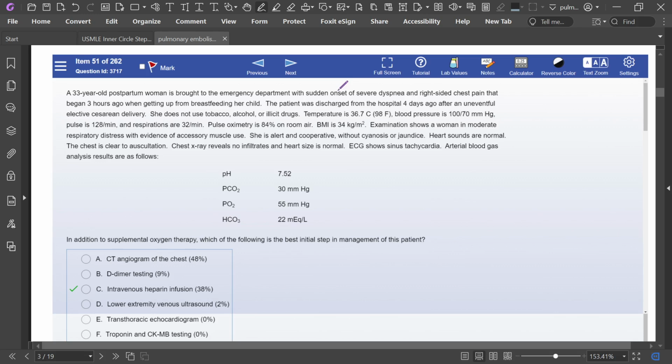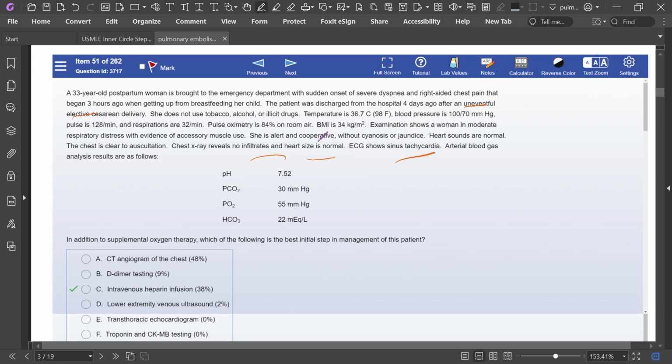Okay, next question. This patient has sudden severe dyspnea and right-sided chest pain that began 3 hours ago. Four days ago, uneventful elective caesarean delivery, very high yield. History of surgery. Examination shows a woman in moderate respiratory distress with use of accessory muscles. Chest X-ray reveals no infiltrate, and heart size is normal.